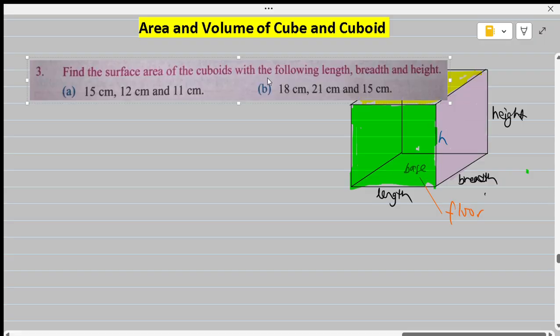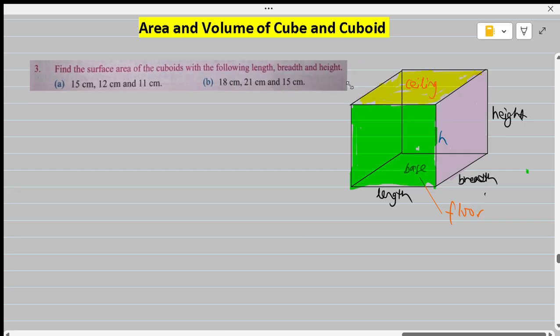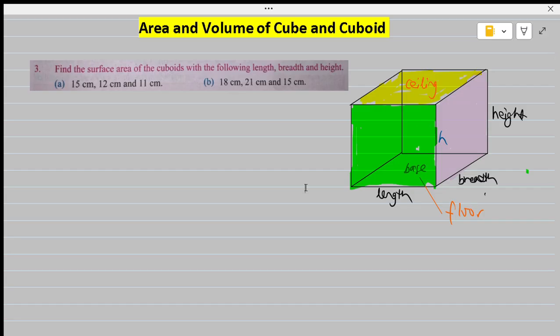So here let's say it's C. Find the total surface area of the cuboid with the following length, breadth and height. Alright, so this is the very same one which we just did in number 1. Here, given serially, length, breadth and height: length is 15, breadth is 12, and height is 11. All are in the centimeter unit.